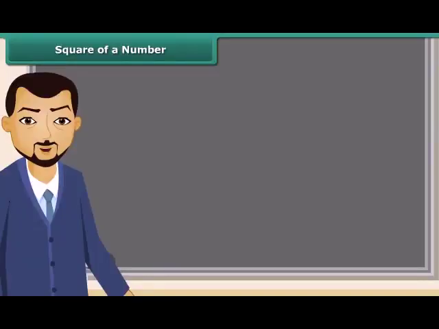Let us first learn about squares. How can we square a number? It is easy. Just multiply the number with itself. You can also write square in the superscript. This tells 4 is multiplied twice, which is equal to 16.